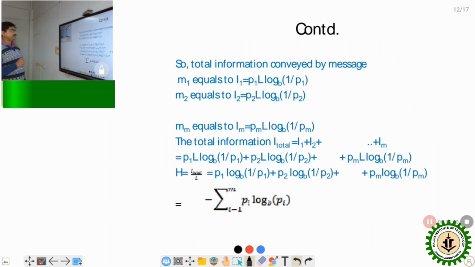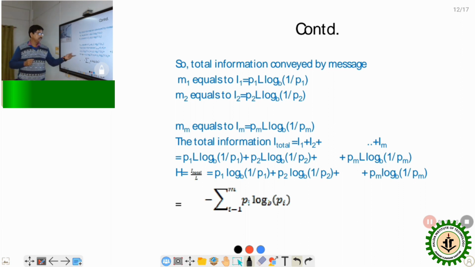If I take the whole mth symbol, its self information will be I1 equal to P1 L log of 1 by P1. In the same way, the total information will be I total equal to I1 plus I2 plus up to Im. Then my entropy H, which is the average information per symbol, will be equal to I total by L.